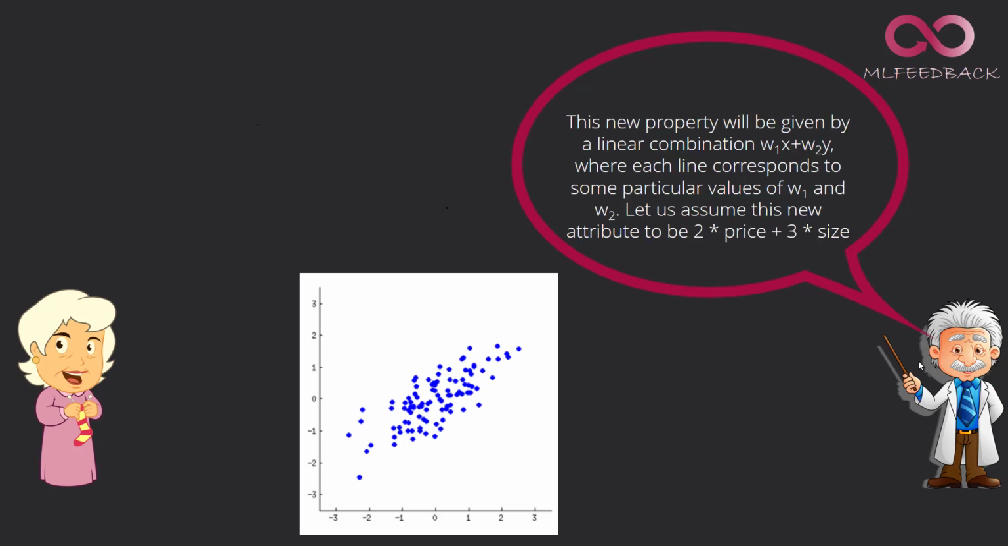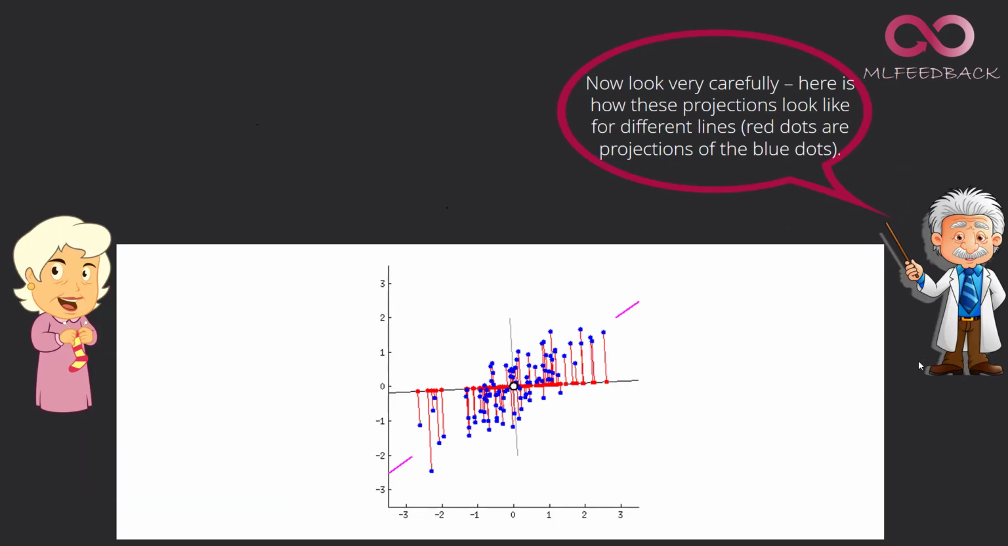And this new property will be given by a linear combination, where the values of W1, W2 represent possible linear combinations, and out of all these possible linear combinations, PCA will select the best possible one. Let us assume the best possible one is 2 times price plus 3 times size. Now, how does PCA come up with that best possible linear combination?